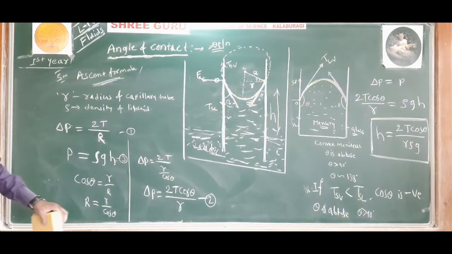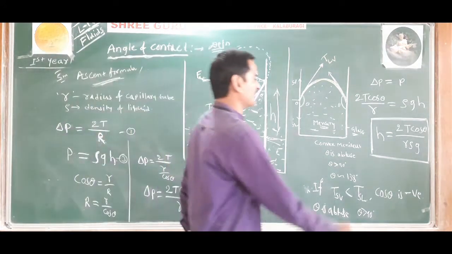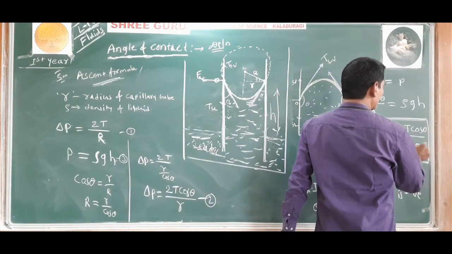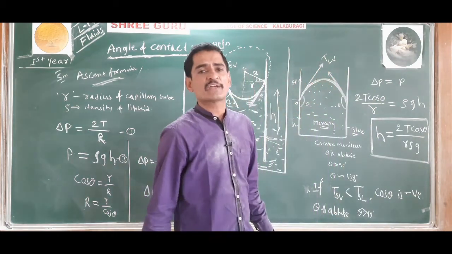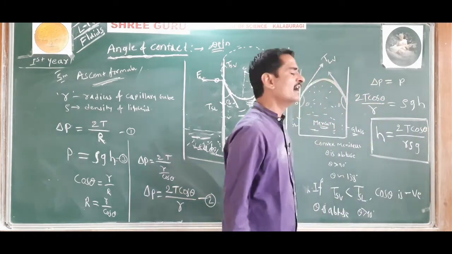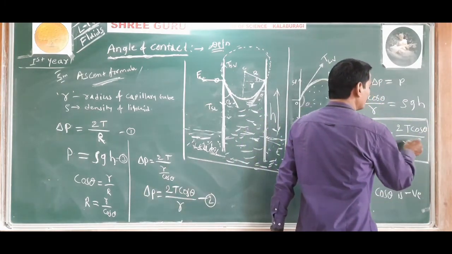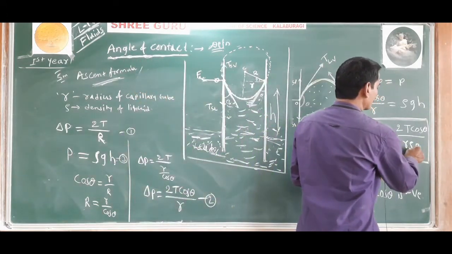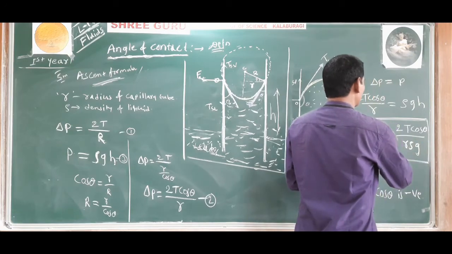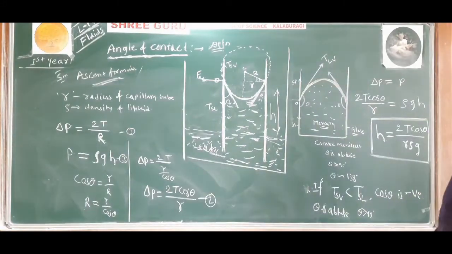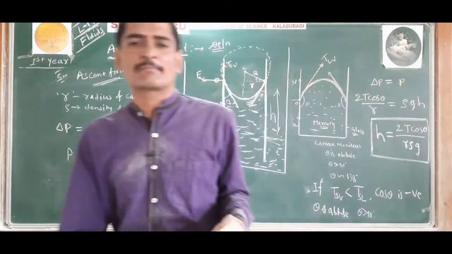The height of the liquid inside the capillary tube is given by H is equal to 2T cos theta divided by r rho G, where T is the surface tension, theta is the angle of contact, small r is the radius of the capillary tube, rho is the density of the liquid, G is the acceleration due to gravity, and H is the height to which liquid rises inside the capillary tube or liquid falls inside the capillary tube.